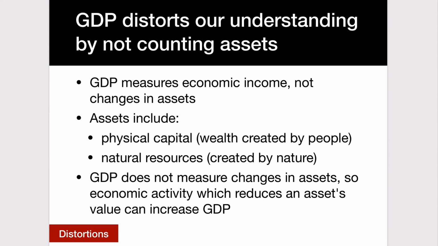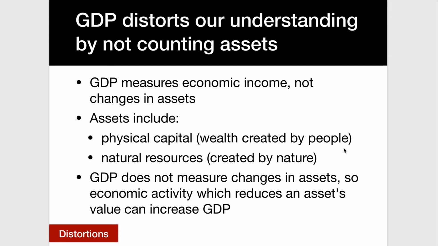All right, so for example, the GDP distorts our understanding by not counting any kind of assets. So GDP measures economic income, but not changes in assets. Now, what do we mean by changes in assets? Well, there's two things. We can look at physical capital, that's wealth created by humans, where humans produce durable goods.